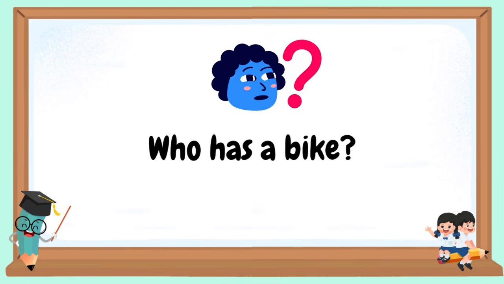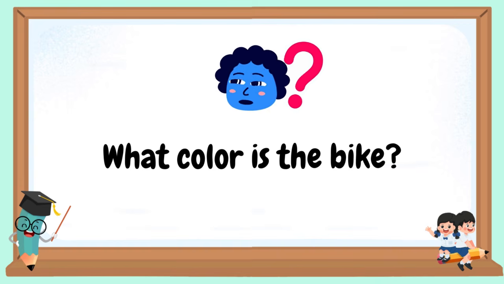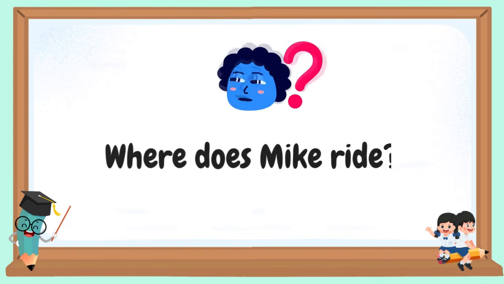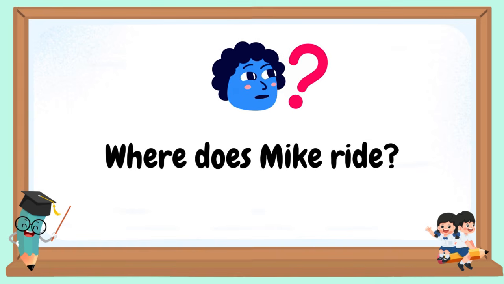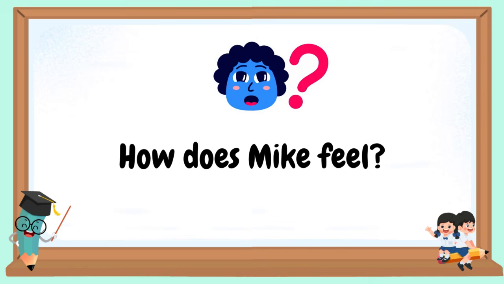Who has a bike? What color is the bike? Where does Mike ride? How does Mike feel?